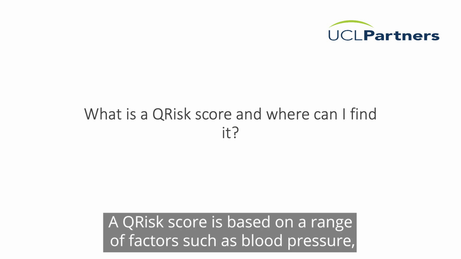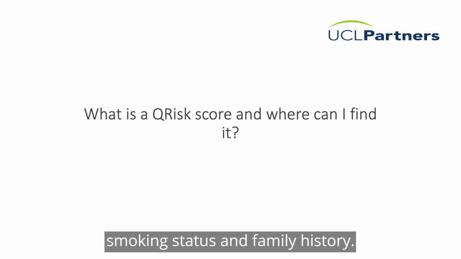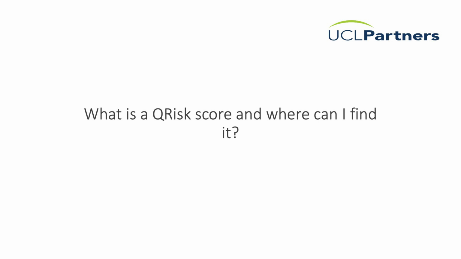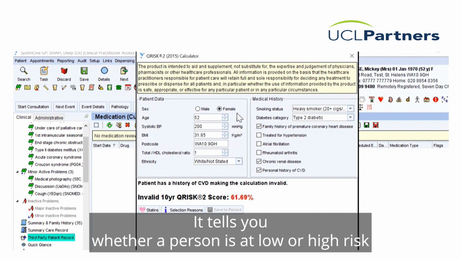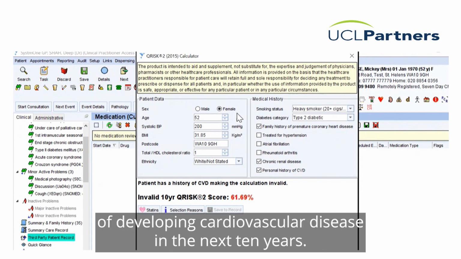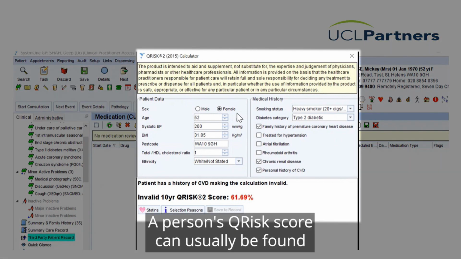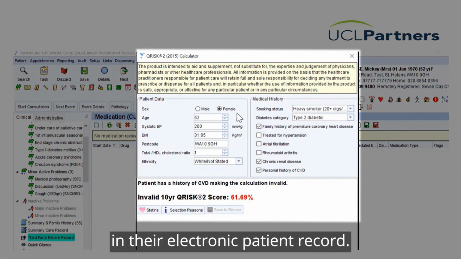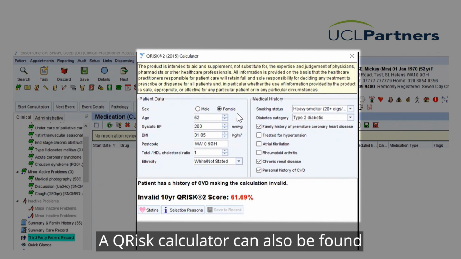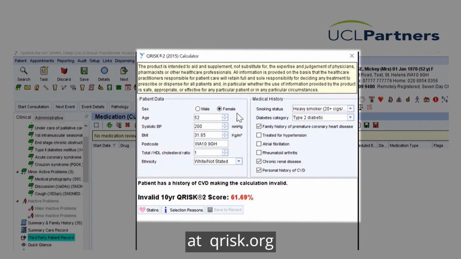A Qrisk score is based on a range of factors such as blood pressure, smoking status, and family history. It tells you whether a person is at low or high risk of developing cardiovascular disease in the next 10 years. A person's Qrisk score can usually be found in their electronic patient record. A Qrisk calculator can also be found at qrisk.org.